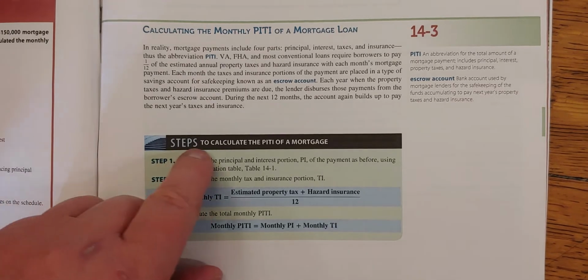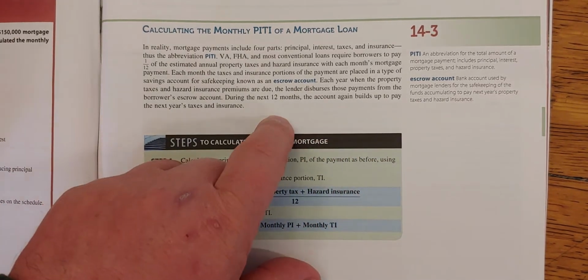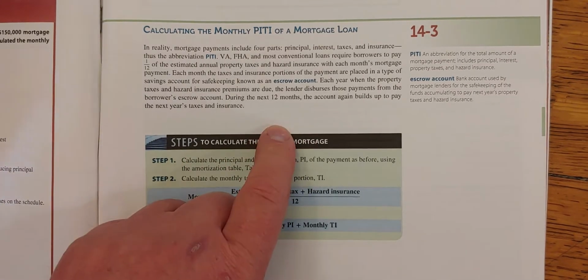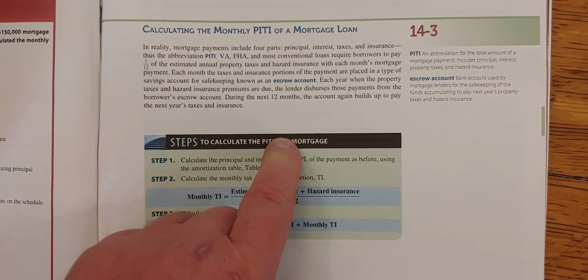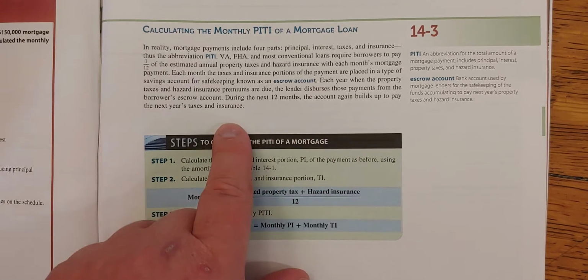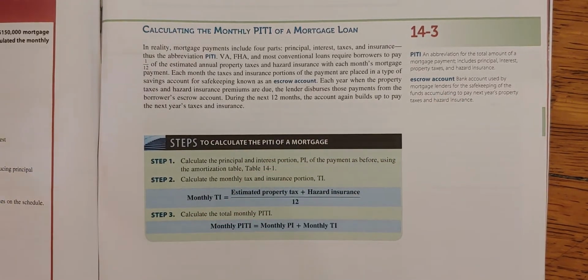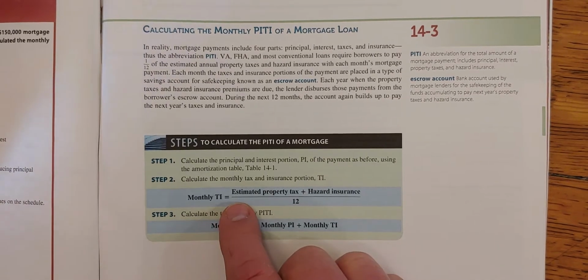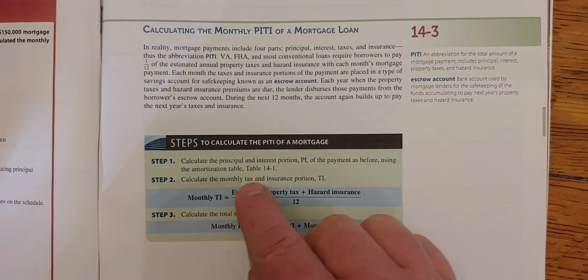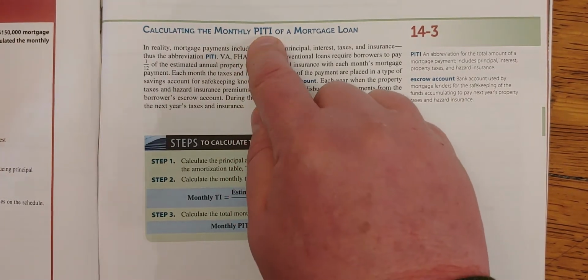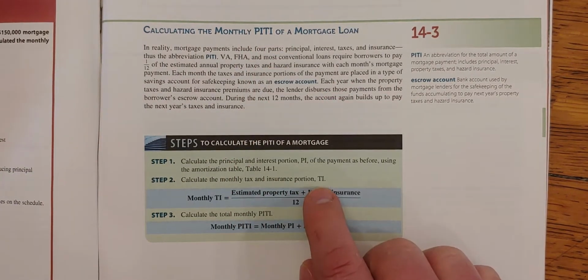Okay? So what they'll do is, for those whose credit scores aren't high enough, or they kind of have concerns, are you going to be able to pay your taxes and insurance? They want to collect a little bit each month and they put it into an escrow account. All right, so we're going to calculate the amount of principal and interest, the first PI, and then taxes and insurance, the second TI.